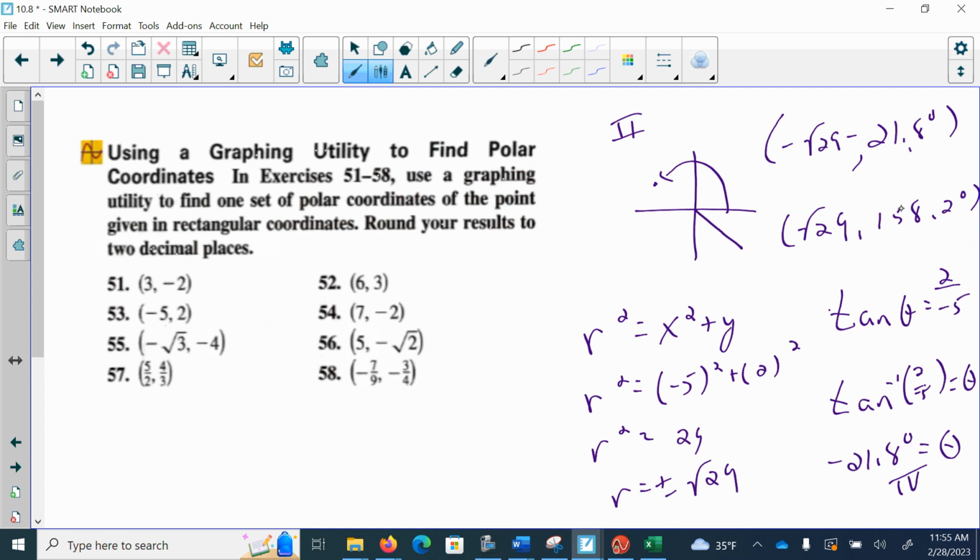You're not actually plotting the 0.5, negative 5.2 on your calculator. Lucy?